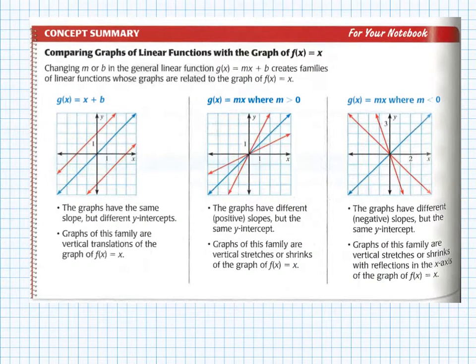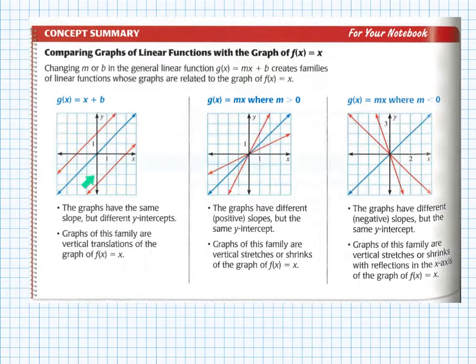This little chart here is a really handy guide for understanding what happens when we make changes to the parent function. It says that changing m or b in the general linear function g of x equals mx plus b creates families of linear functions whose graphs are related to the graph of f of x equals x, the parent function. So if we take x and add b to it, that can shift the parent function, which is in blue here, up by b units, or if b is negative, it can shift it down.